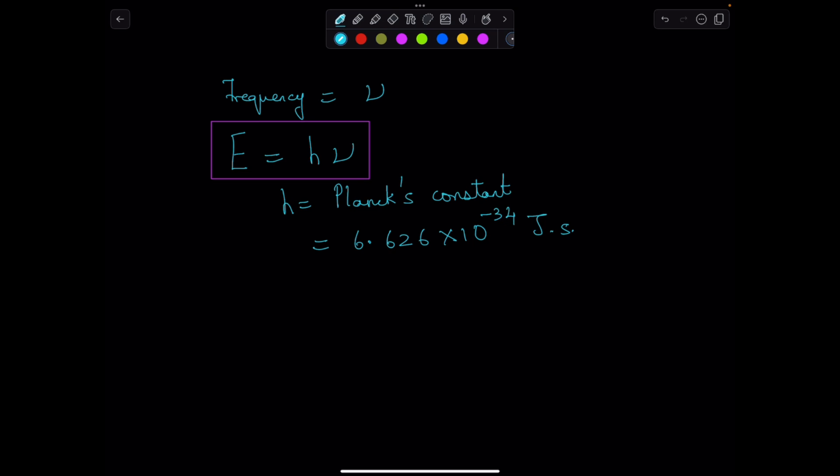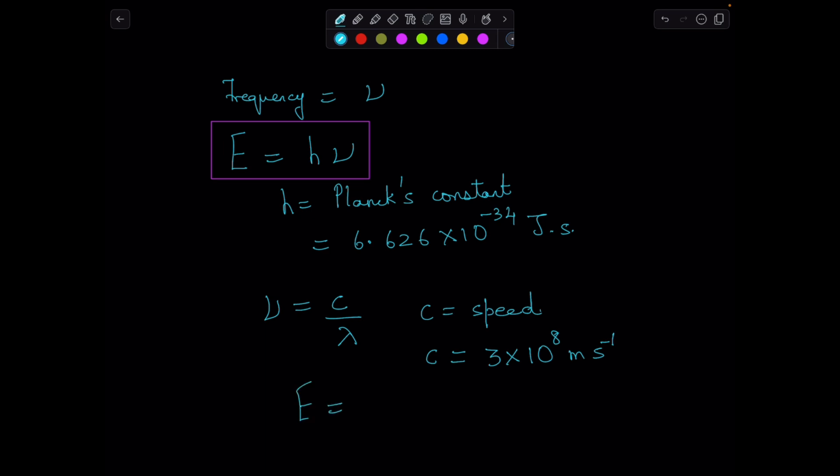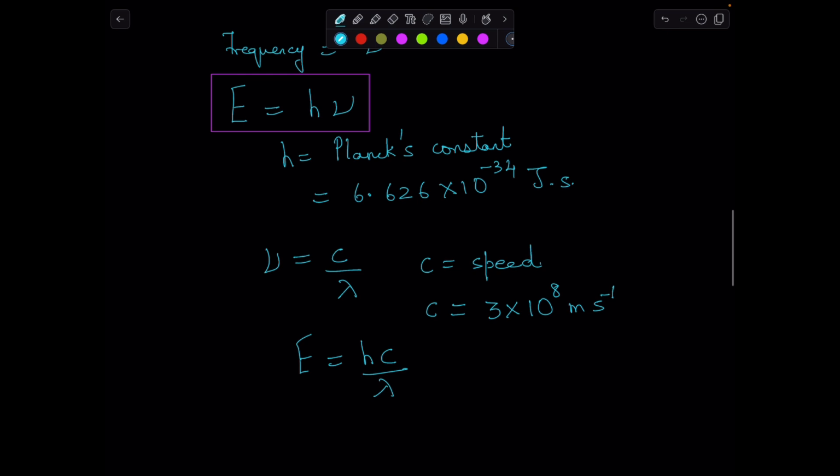The relation between frequency and wavelength is nu equals c over lambda, where c is the speed of the electromagnetic radiation. For the electromagnetic radiation, the speed is 3 times 10 to the power 8 meters per second. So plugging in to the energy value, we get E equals hc over lambda. So if we know the wavelength of a wave, we can find out the energy because we know Planck's constant and we know the speed.